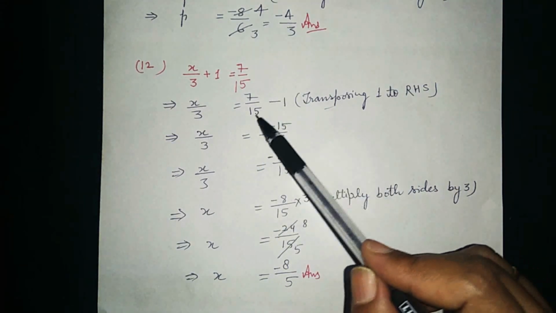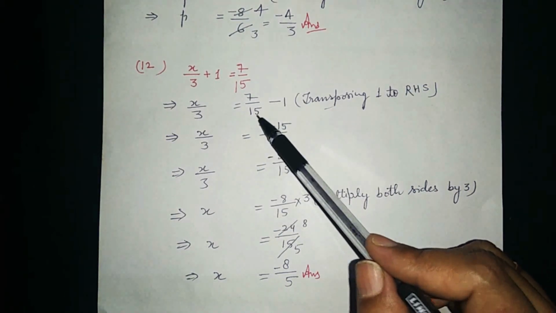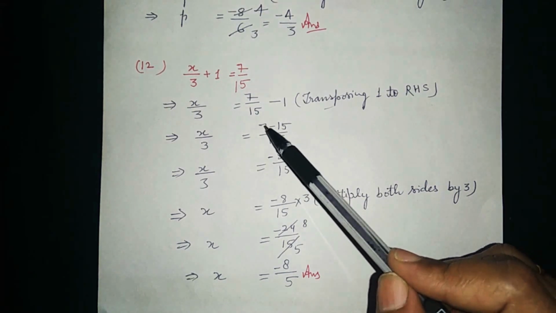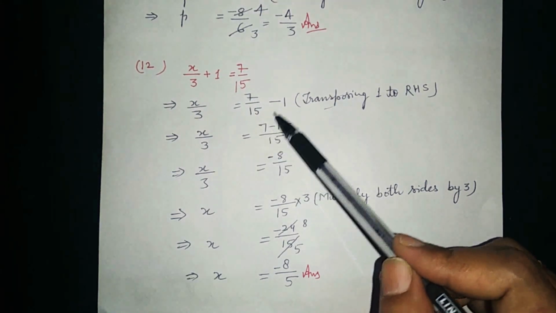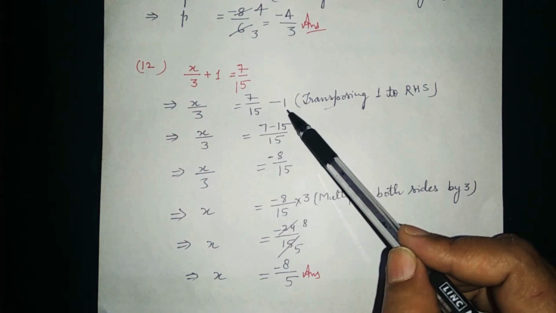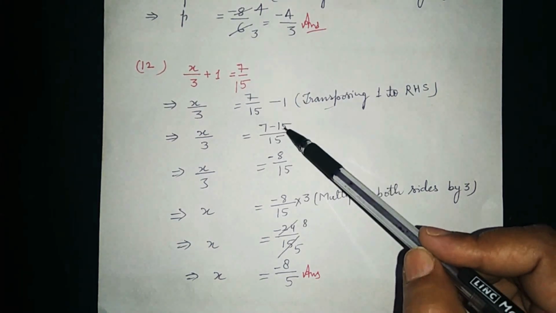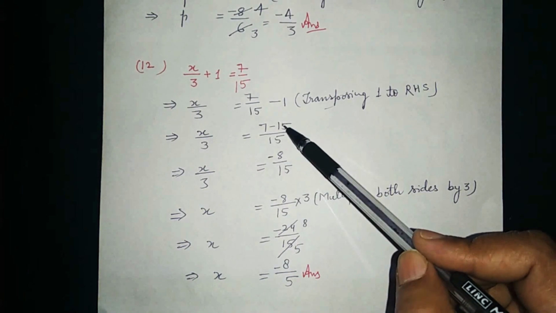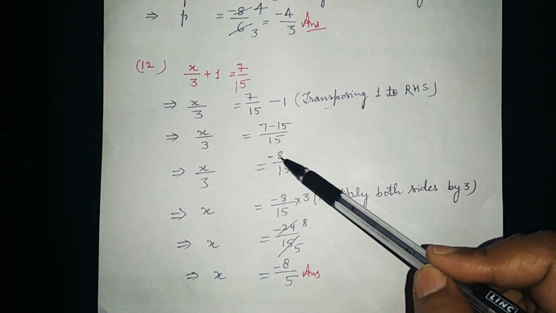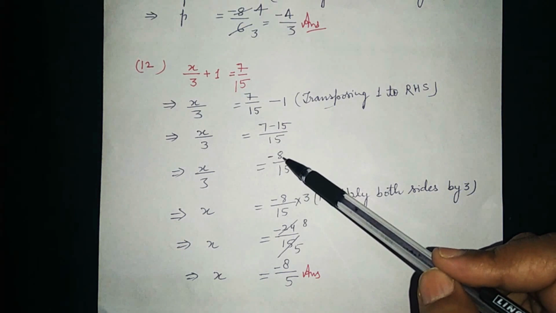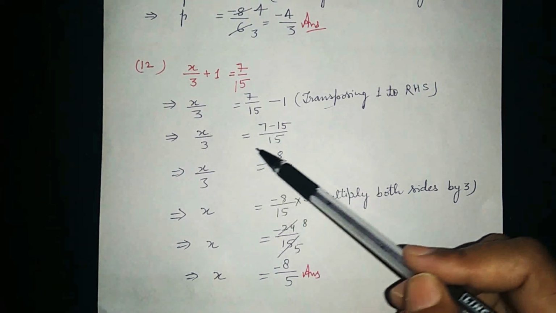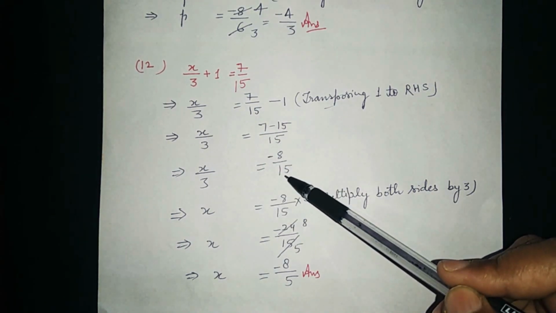Now here we will take LCM and we will solve. 15 divided by 15, 1 7s are 7. Here 1 means 1 upon 1. And 15 divided by 1, 15, and 15 ones are 15. Now 7 minus 15, what will come here? Minus 8 and here upon 15. Now x upon 3 equals minus 8 upon 15.